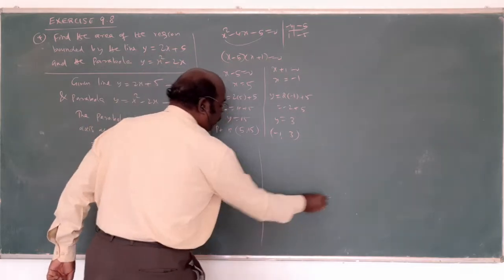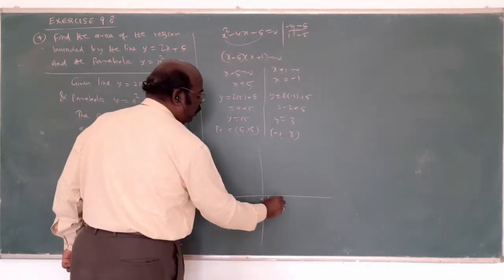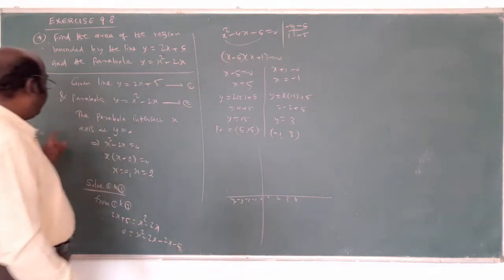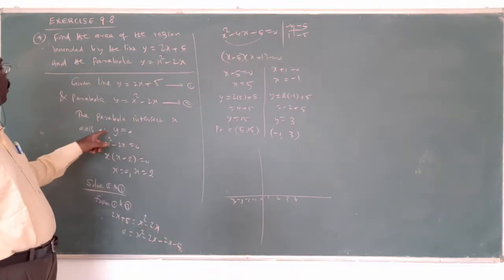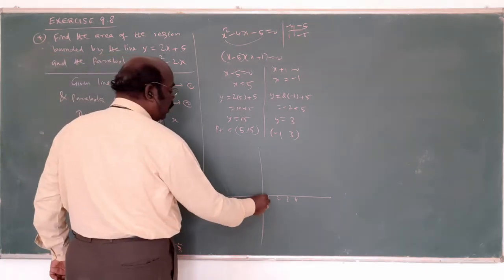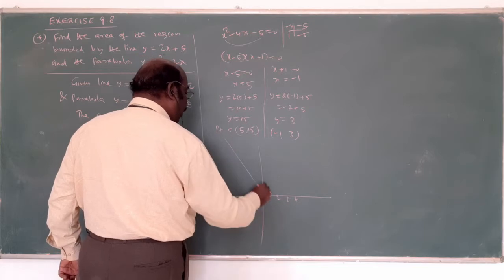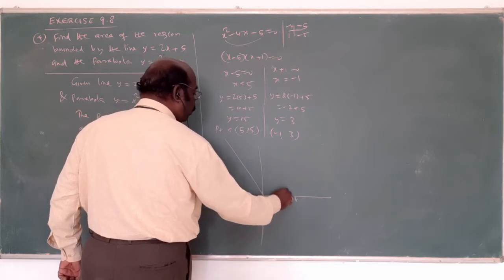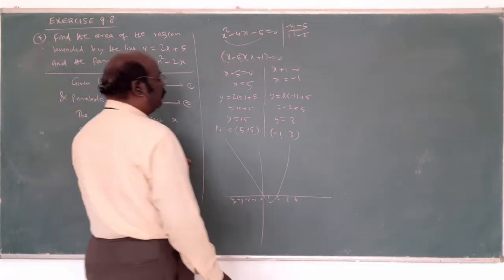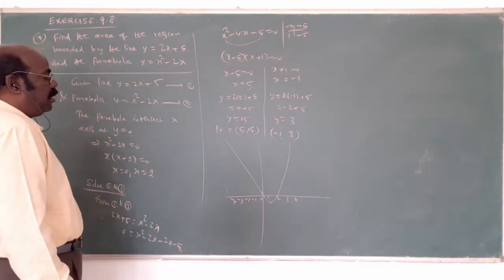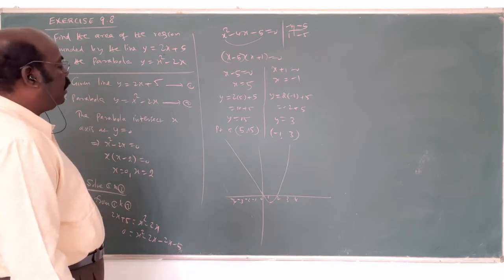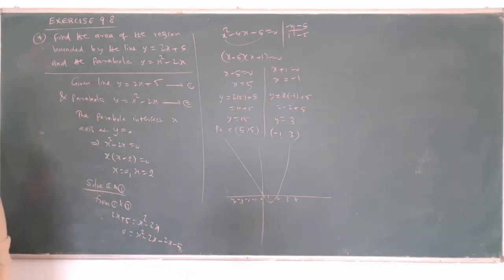Now draw the diagram. Here 0, 1, 2, 3, 4. Here minus 1, minus 2, minus 3, minus 5 going on. The parabola intersects the x-axis, where y equal to 0. What is the answer? x equal to 0, 2. The parabola is passing through 0 and 2. That's very important. Now plot the points 2, minus 1... am I right? Then one more point 5, minus 5.